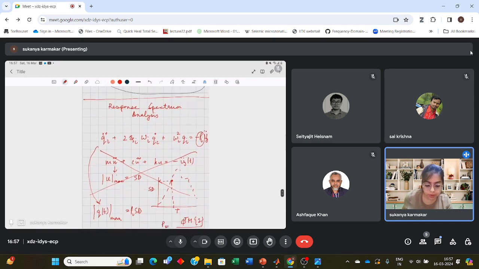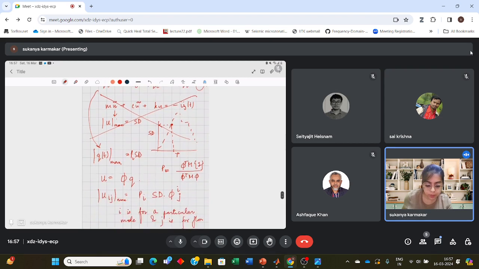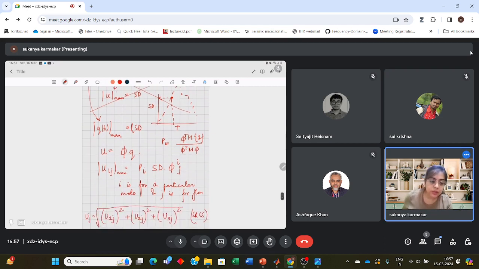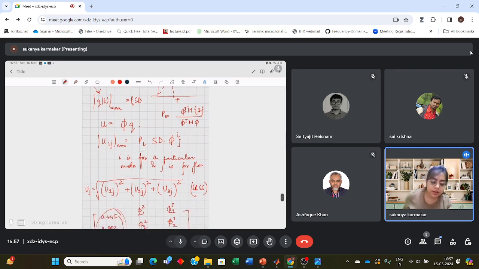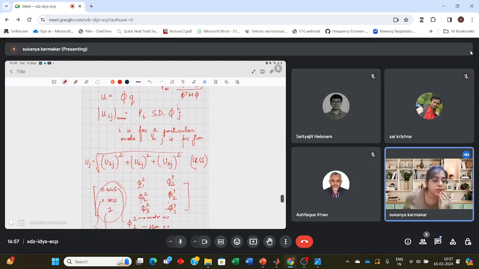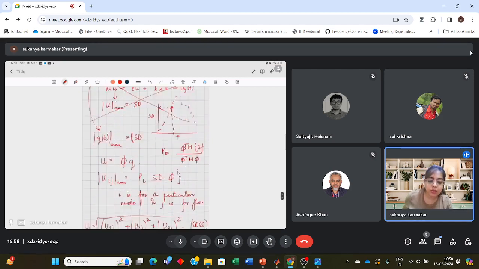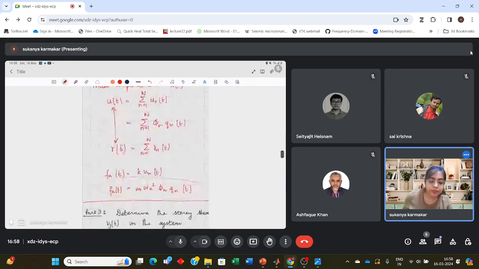And from there, you can find the participation using this P1, SD1. You can use this formula. P1 into SD1, multiplied with the proper modal coordinate, will give you the participation of the first mode in the various floors. Then do it for the other modes as well. Use SRSS and you'll get the answer. So this is how you do the response vector method.